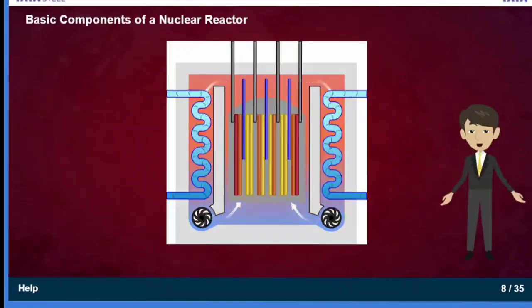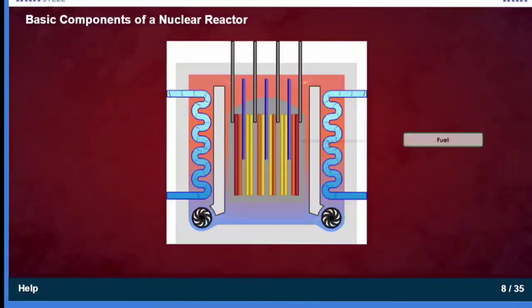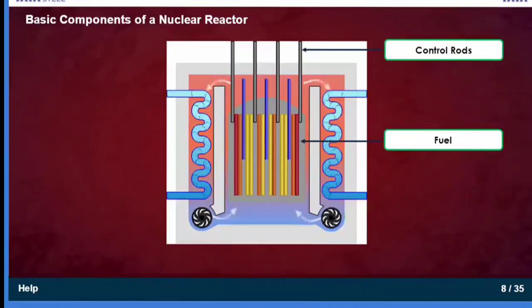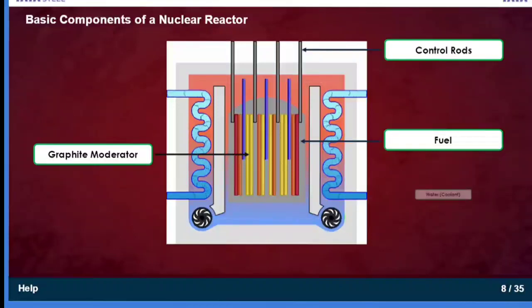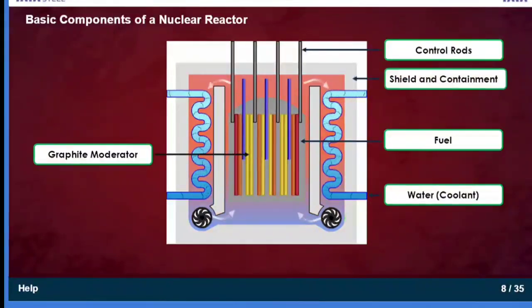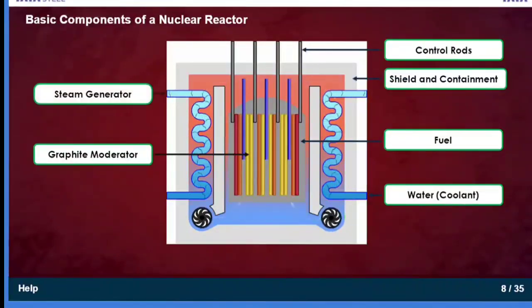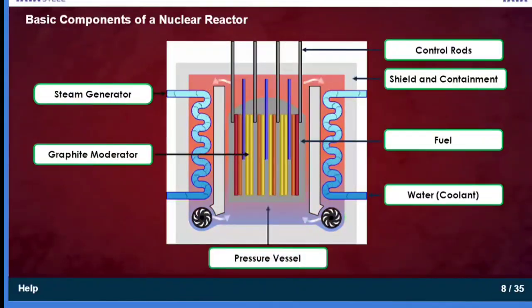First comes the nuclear reactor. It is an apparatus in which nuclear fuel U-235 is subjected to nuclear fission. It controls the chain reaction that starts once the fission is done. The components of a nuclear reactor are fuel, control rods, moderator, coolant, shield and containment, steam generator, and pressure vessel or pressure tubes. Click each component to learn more.